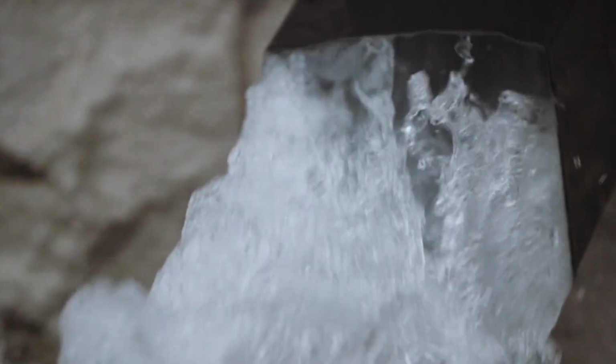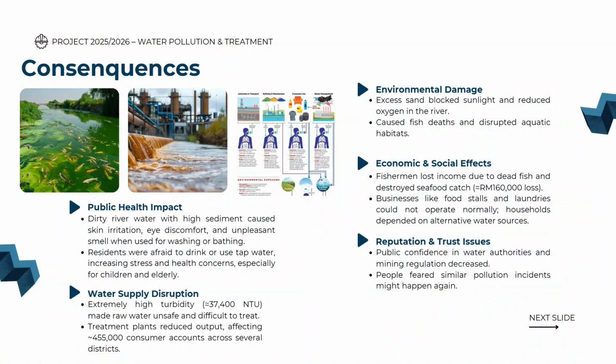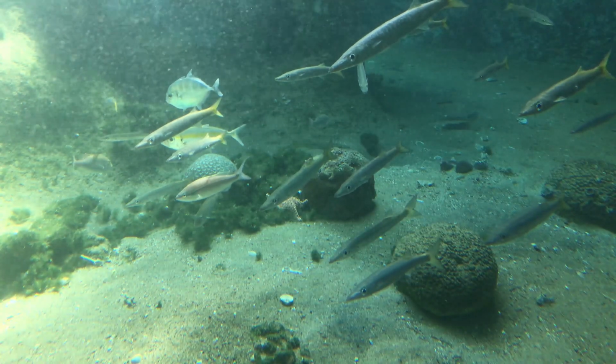Next, the water supply was disrupted. The turbidity levels were so high that raw water became difficult and unsafe to treat. As a result, treatment plants reduced output, affecting approximately 455,000 consumer accounts across several districts. Beyond human impact, the environment suffered greatly. Excessive sand deposits blocked sunlight and reduced oxygen levels in the river. This led to fish deaths and disrupted the aquatic ecosystem.